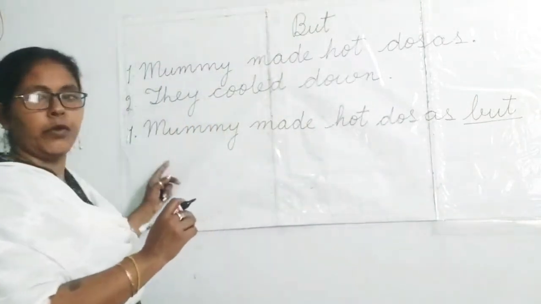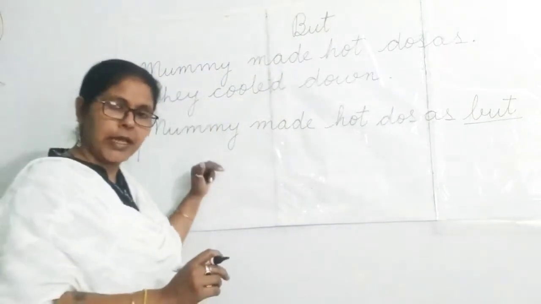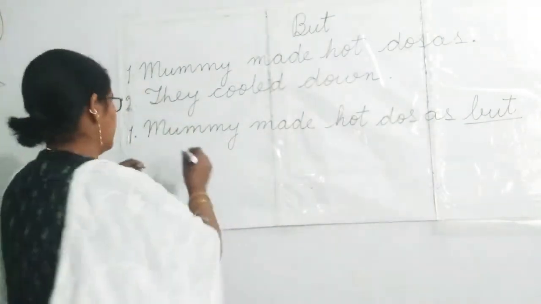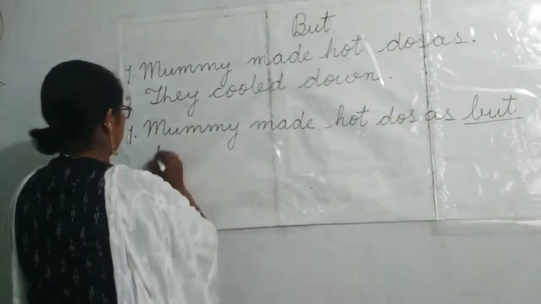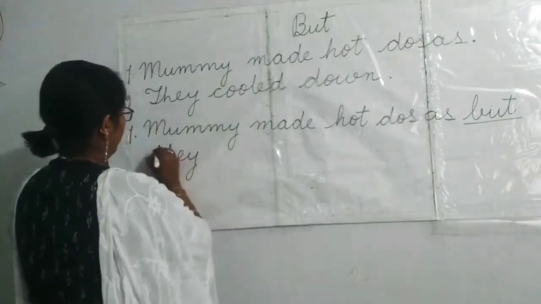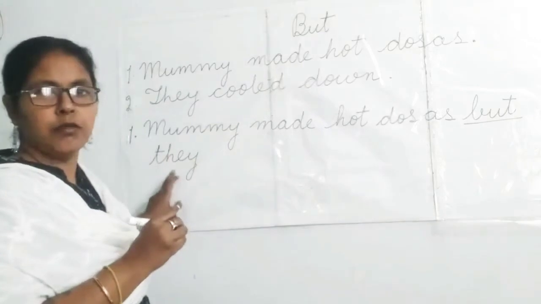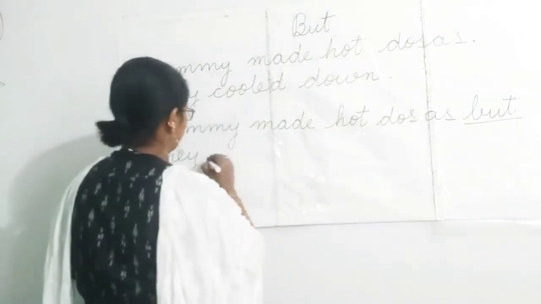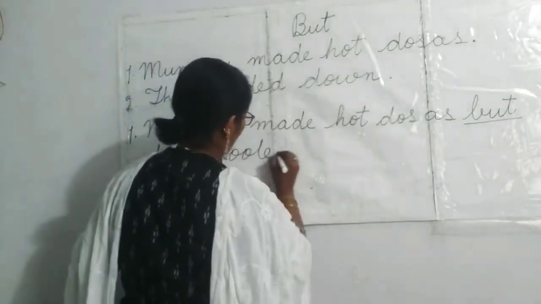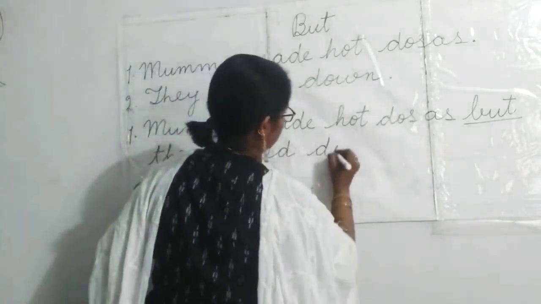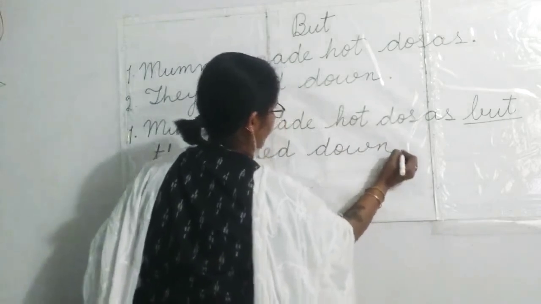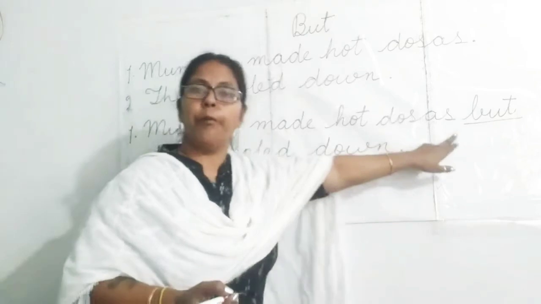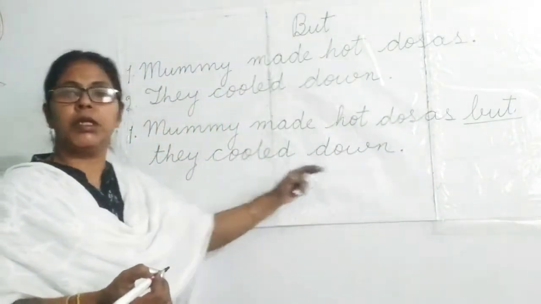Second one, then you are going to write it down. Write the same way, exactly the same, but you are going to start with a small letter. Okay. So here we write but they. See, capital letters become small letter here. Okay. After using but, they cooled down. Full stop. So here, mummy made hot dosas, but they cooled down.